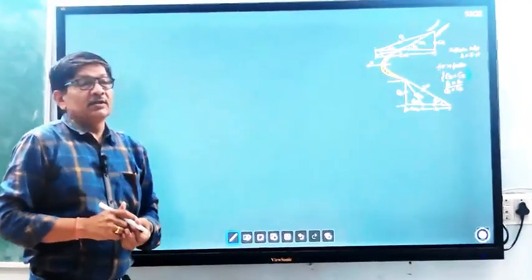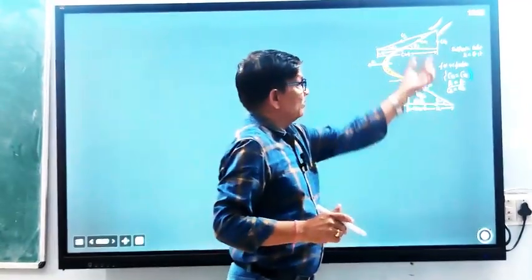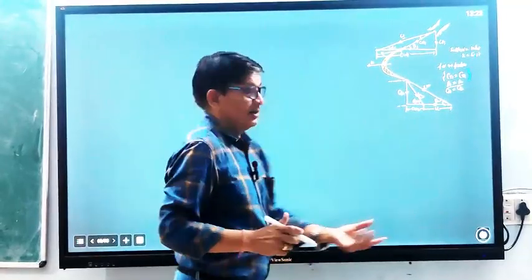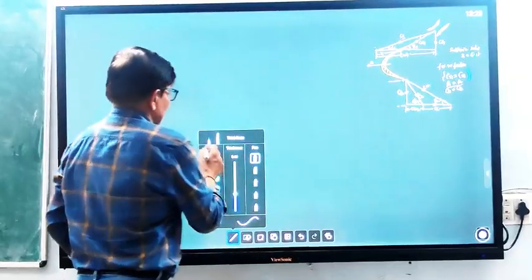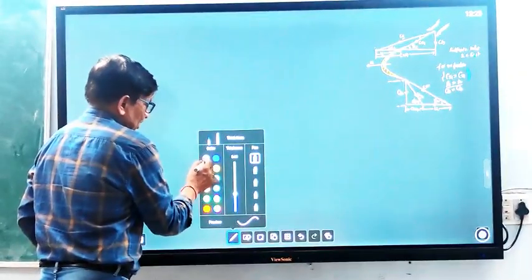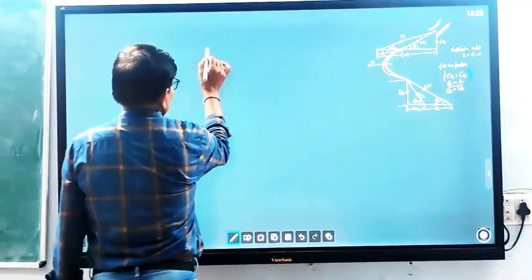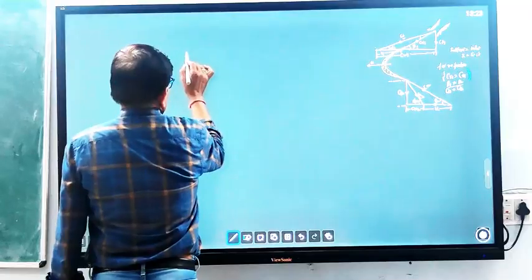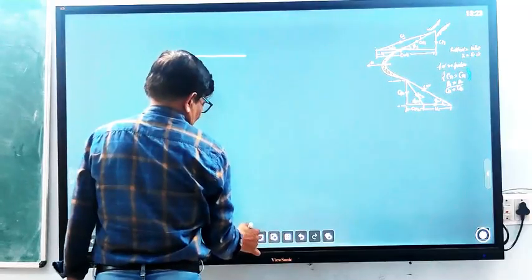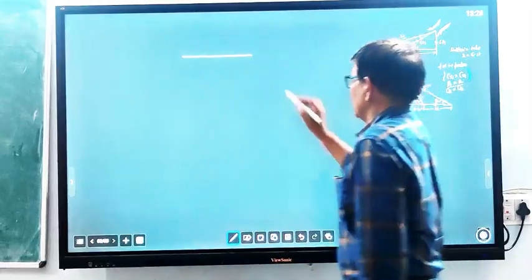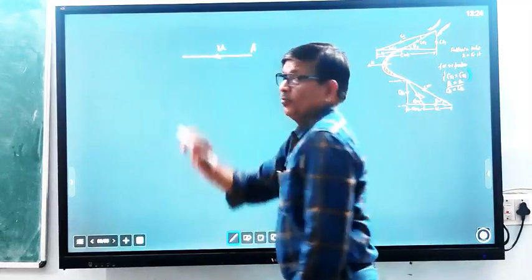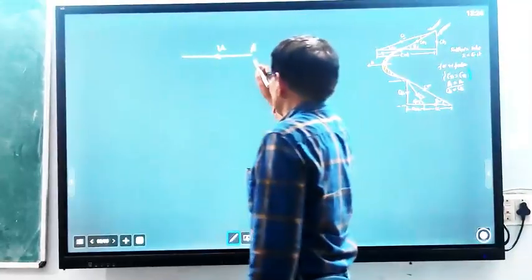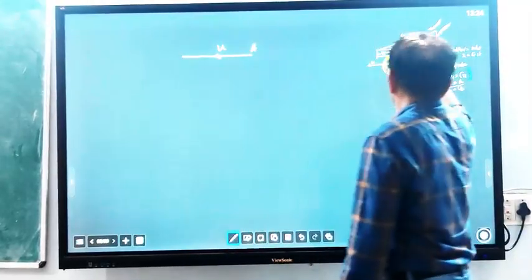U is a constant and the same for both triangles, so we take U common here. U is common for both velocity triangles. So let us draw U first, taking a suitable scale. We can draw a straight line. Draw a straight line here. Draw first by sense and magnitude, because velocity has sense, magnitude and direction, all three.